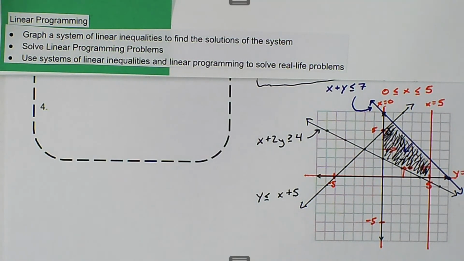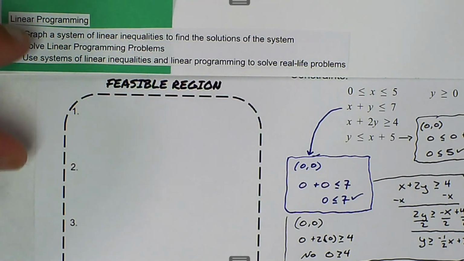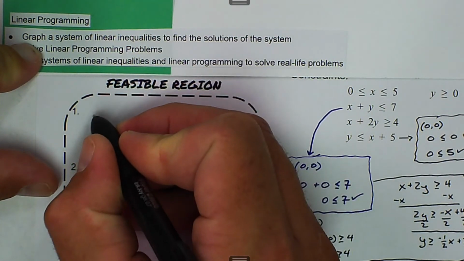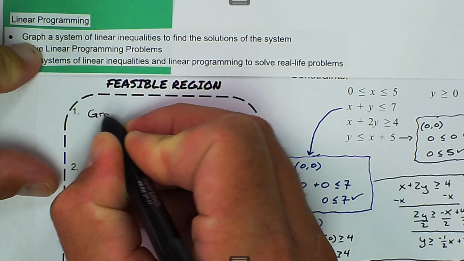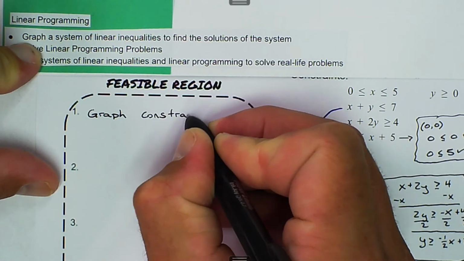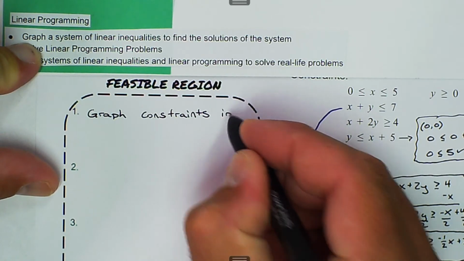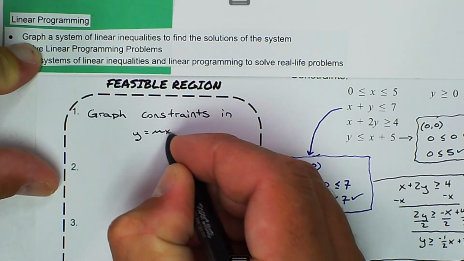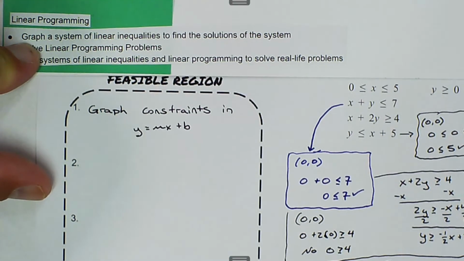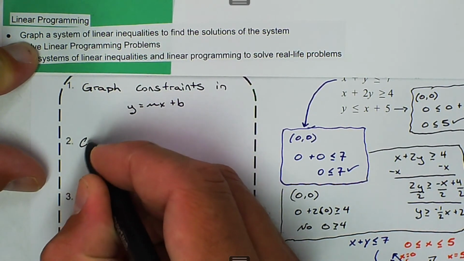So we ran through the process, and then we can just talk about the steps that we did. The first thing is graph the constraints in y equals mx plus b form. The next part is check to see which side of the line to graph on.